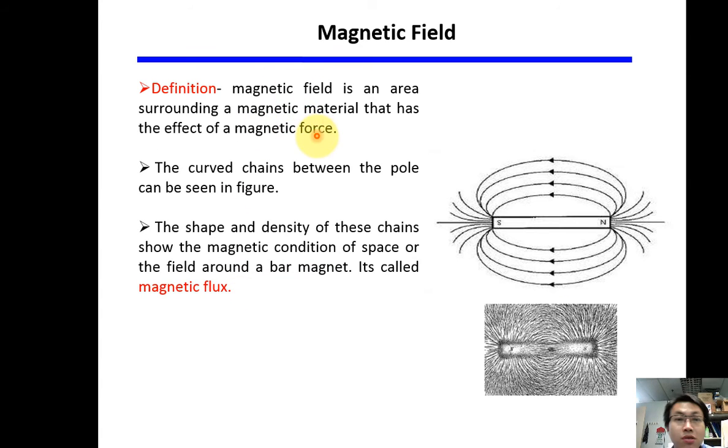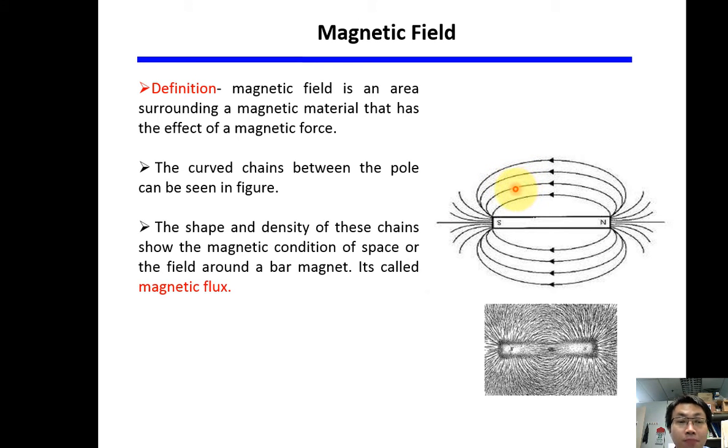Definition of magnetic field. A magnetic field is an area surrounding a magnetic material that has the effect of magnetic force. For example, these lines are all considered the magnetic field. So it is an area surrounding a magnetic material, the material that has the effect of magnetic force. This means that if I put something here, we can feel the magnetic force. So this is called the magnetic field.